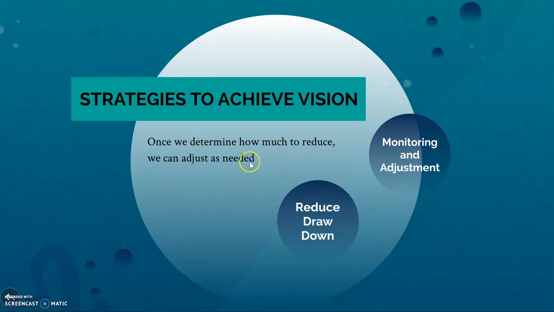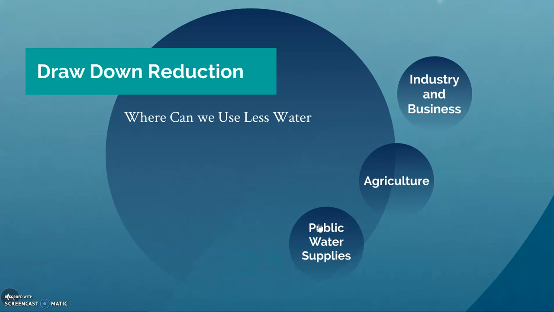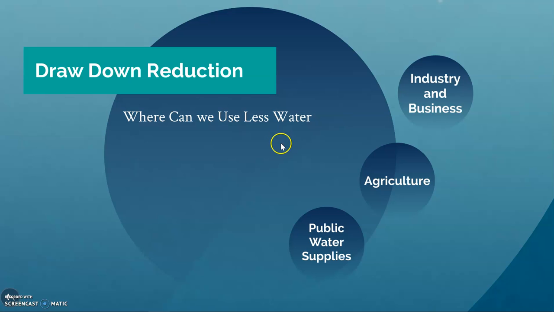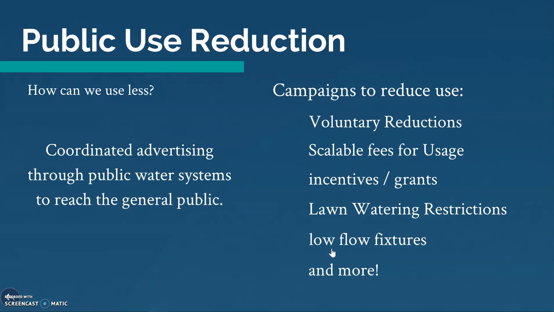Once we determine how much to reduce, we need to adjust how much reduction we can have. So, reducing drawdowns, we can take a look at this. How can we use less water? For example, on public water systems, we can use less through different advertising campaigns that public water systems and governments can use to reach the general public, such as voluntary reductions, just asking people not to water their lawns or not to wash their cars as often or take shorter showers. You can have a scalable fee for usage where you increase fees for more use to help reduce overuse or excessive use.